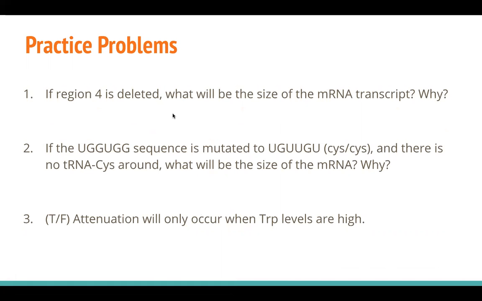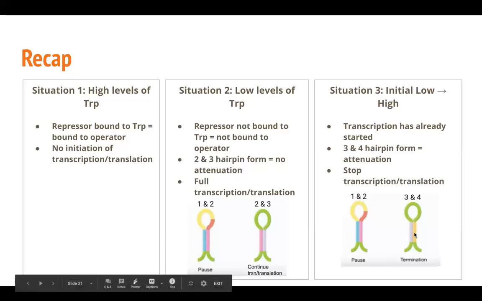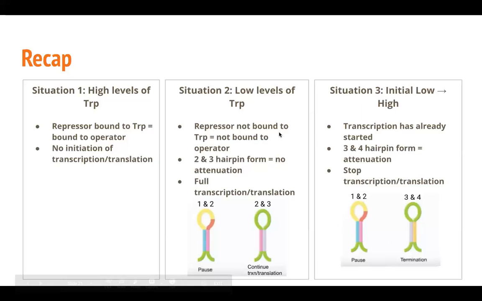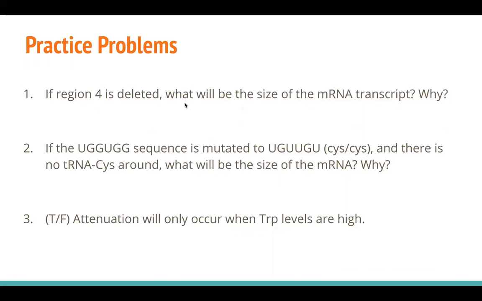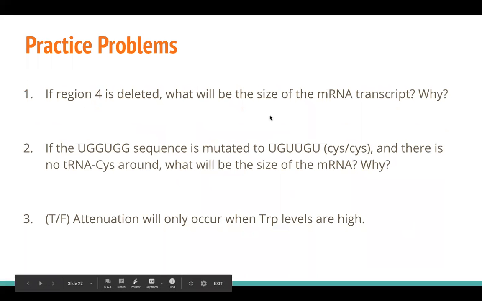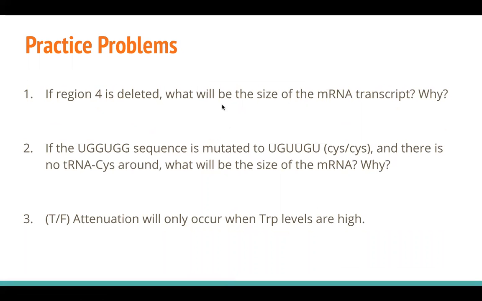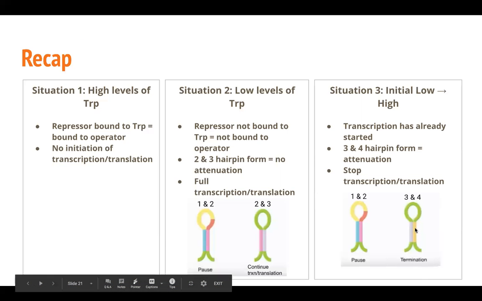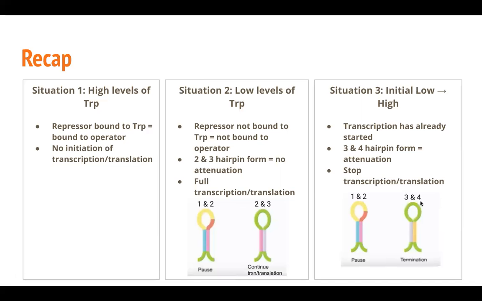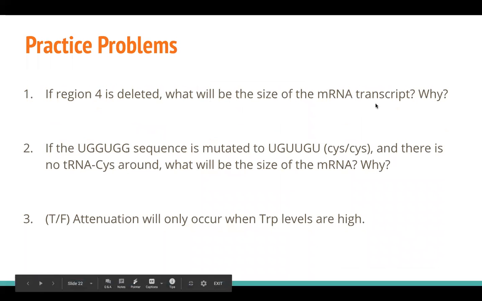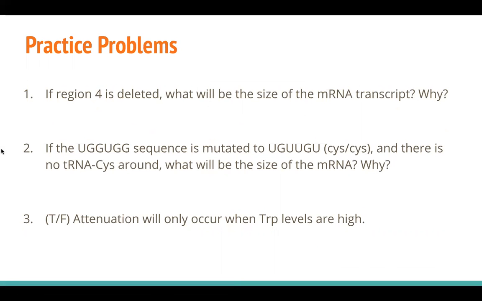The size region. It would be fully translated. Yeah, because regardless of whether it pauses or not, there's no termination sequence to occur. So 2 and 3 can bind together and make that continued transcription and translation, but 3 can't bind to anything else. So there would never be an early termination. So I would expect you would get a full mRNA.